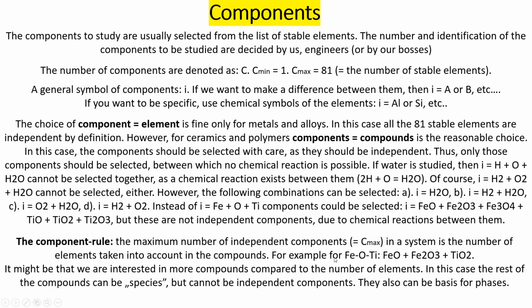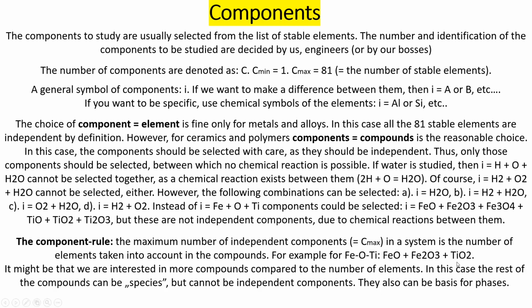For example, in the previous example, with considering the iron, oxygen, titanium system from point of view of ceramics, you see we have 3 elements, and therefore the maximum number of independent components must be 3. So for example, from these previous list of oxides, which are 6 oxides, you are allowed to select only 3 of them. For example, a possible list is FeO, Fe2O3 and TiO2. Of course, your actual list can be different from that. This all depends on your interest of your study.